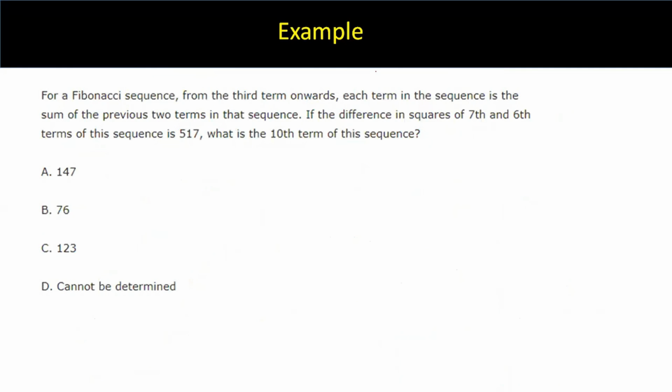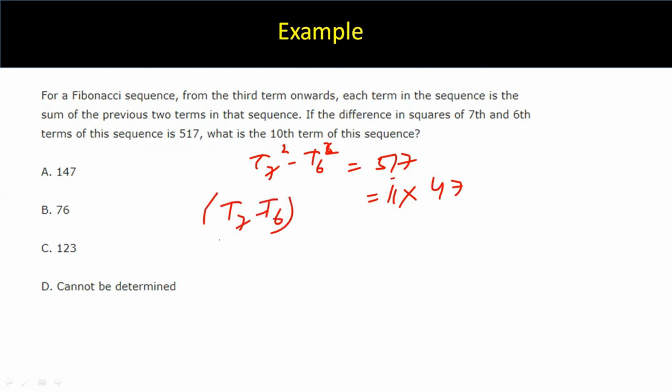Next question. So what is this? For a Fibonacci series, ठीक है, if the difference in the square of the 7th and the 6th terms, so T7 square minus T6 square is 517. What is 517? 7 plus 5, 12 minus 1, 11. It has to be multiple of 11. So this is nothing but 11 into 47. What is this? T7 minus T6 into T7 plus T6.